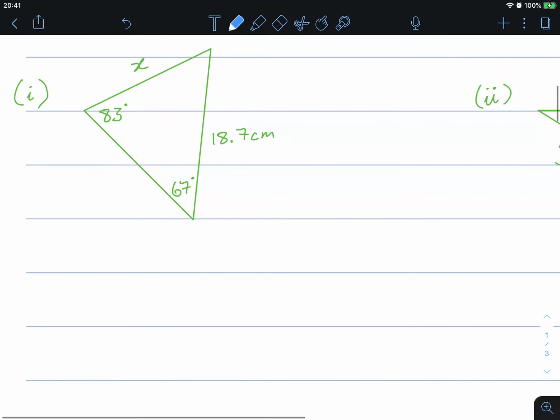Here we go. For this, we want to make x the subject, so let's have that as the top leftmost. It's going to be x over the opposite angle, so x over sine 67 is equal to 18.7, the side, over sine of its opposite angle, 83.